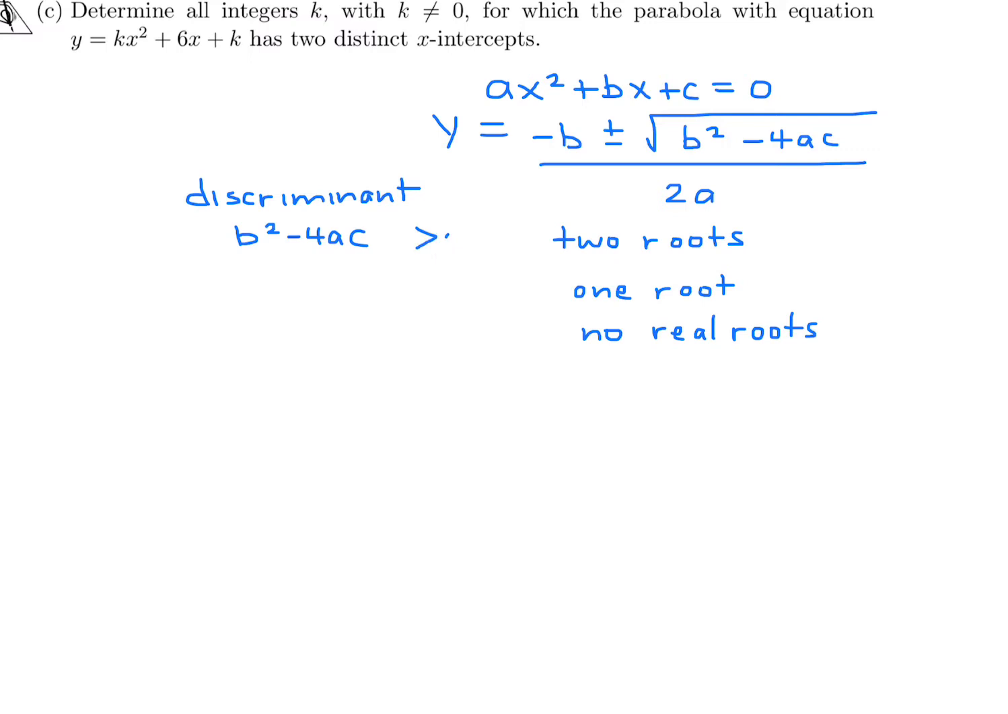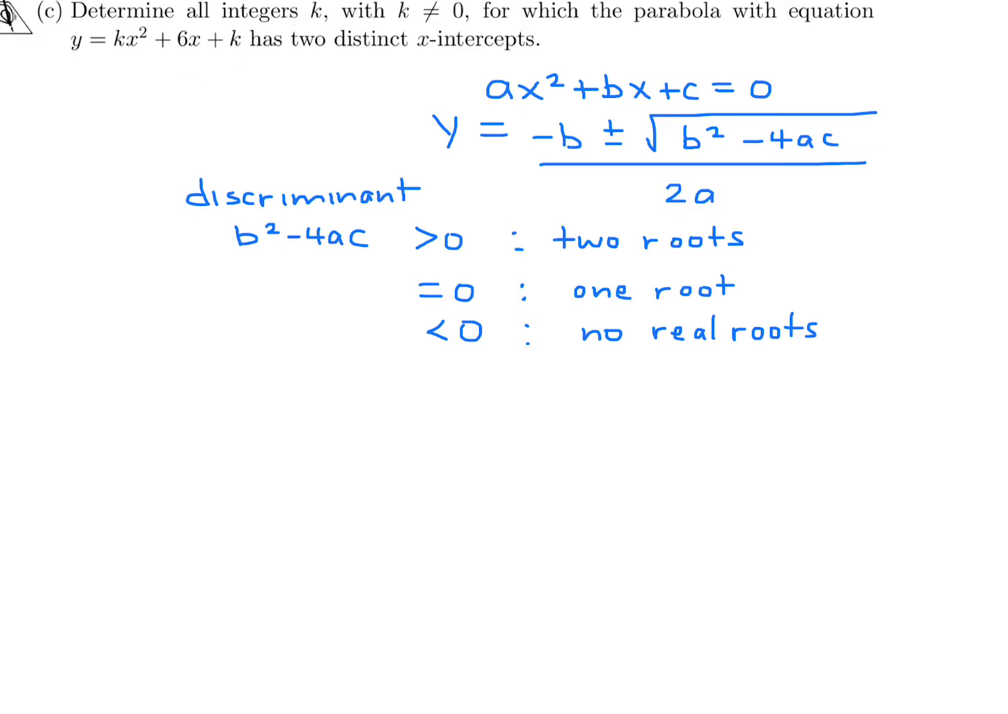When that is greater than 0, you get 2 roots. When that is equal to 0, you get 1 root. And then when that discriminant is less than 0, you don't get any real roots. You get imaginary roots, right? So how many do they want? They want 2 roots. Okay, that means we want the discriminant to be greater than 0. So let's put that into our formula.